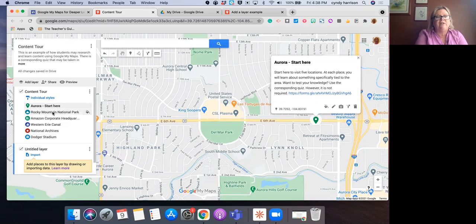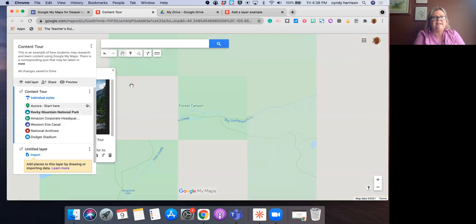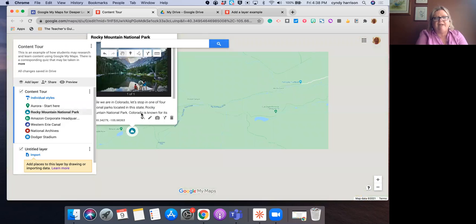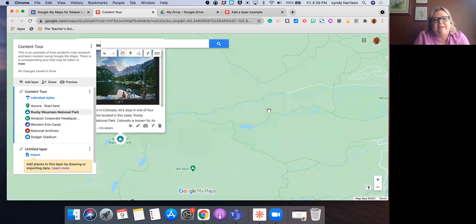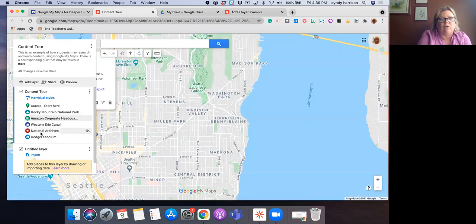So if you go into Rocky Mountain National Park, you can see that I've added a picture. This is what I don't like about this. So you can see that I've added a picture. Now, I don't know, someone else is moving this because I'm not. So you can see different places that I've added. And so I've gone in and added a different resource. Like for Dodger Stadium, I have a baseball.